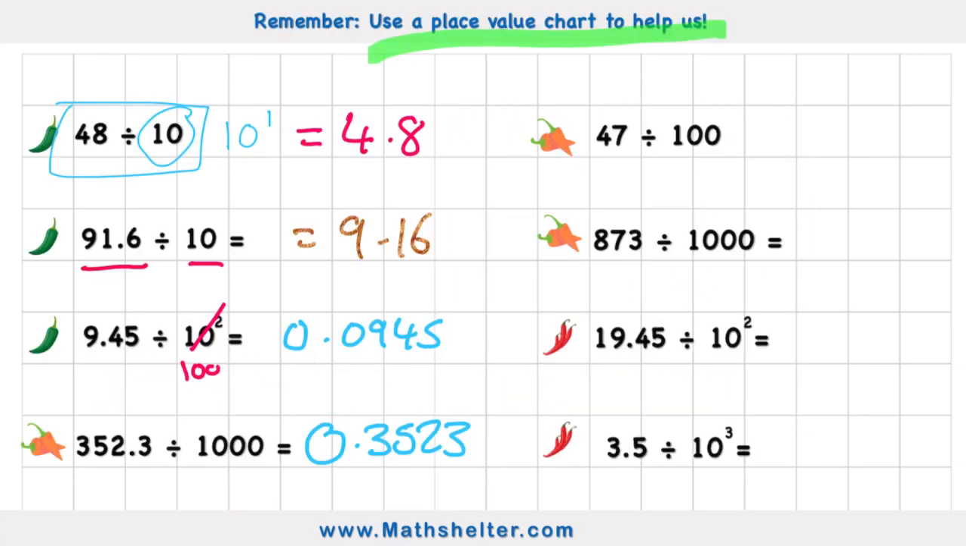Okay, let's look for a pattern now as we get into these final 4 questions. Hopefully what we're seeing now is that if my question is dividing by 10 to the power of 1, I'm moving my digits 1 place. If my question is 10 to the power of 2, I'm moving them 2 places, because that's like saying divided by 100. If it's 10 to the power of 3, or in other words, divided by 1,000, I'm moving them 3 places. So using that knowledge, let's see if we can answer these last 4 without using the place value chart and just using knowledge in our heads.